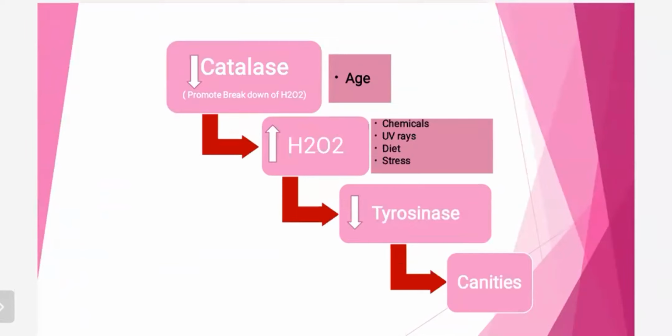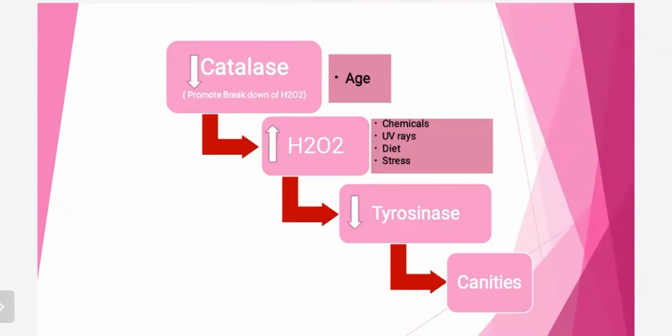So as age advances, the amount of catalase becomes reduced. As the amount of catalase is reduced, hydrogen peroxide will start accumulating, and the hydrogen peroxide is mainly produced from the scalp hair, mainly from the chemicals. So if a person applies hair color again and again, then there is a high chance of graying of hairs.